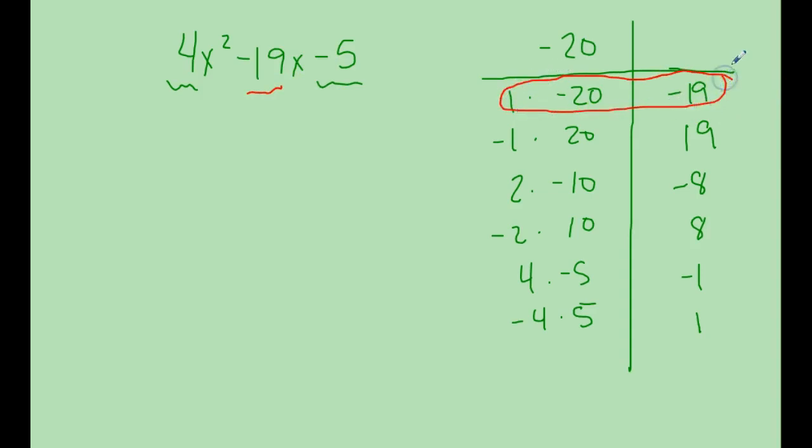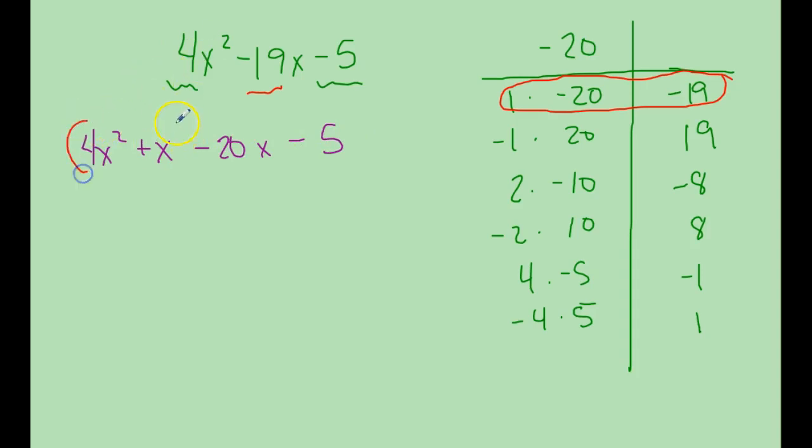What I'm doing here is breaking this middle term into pieces. So now I have 4x squared plus 1x minus 20x minus 5. All I've done is taken this negative 19x and rewritten it as x minus 20x. Now I have 4 terms, and now I can factor by grouping.